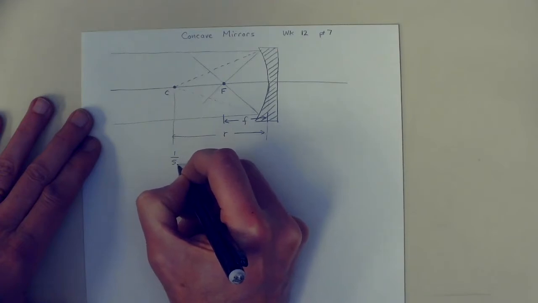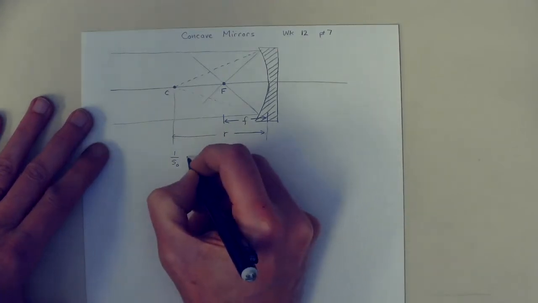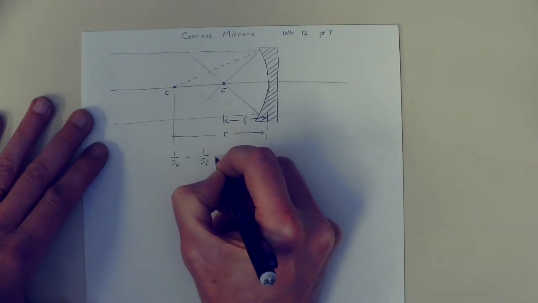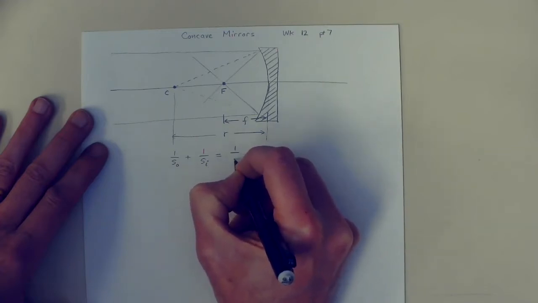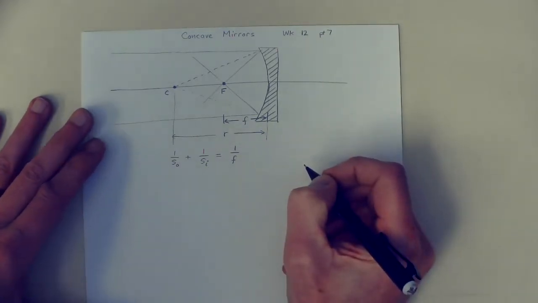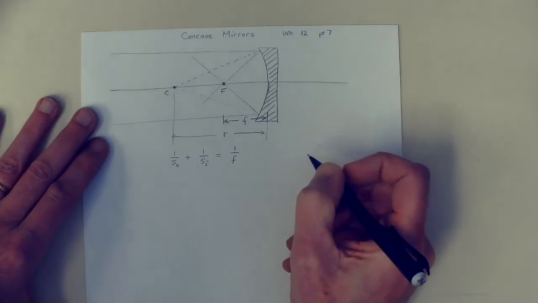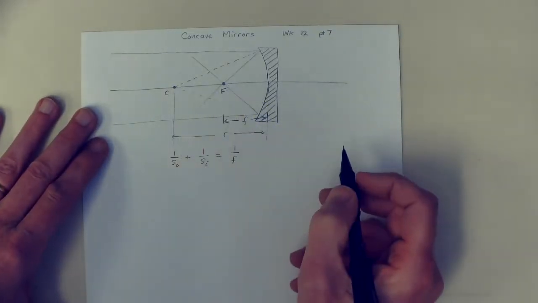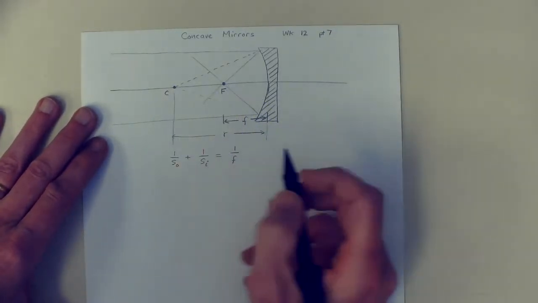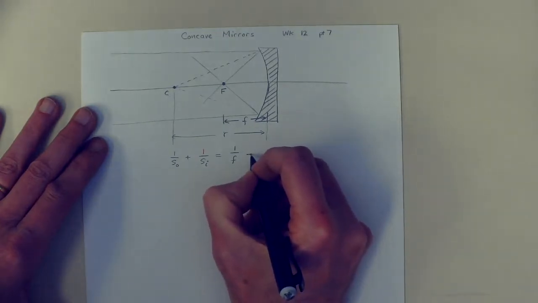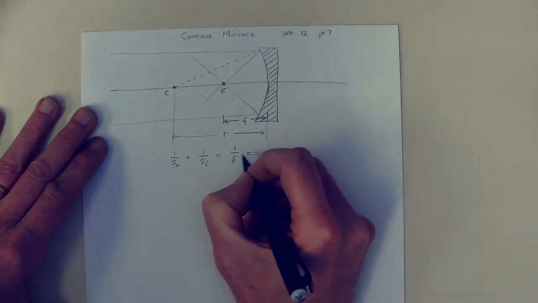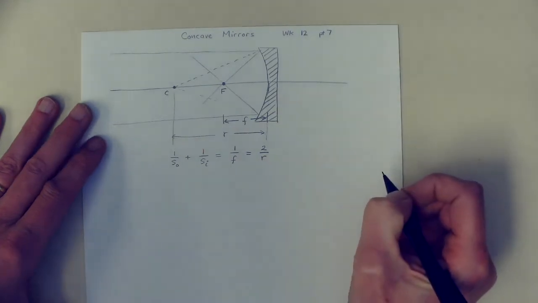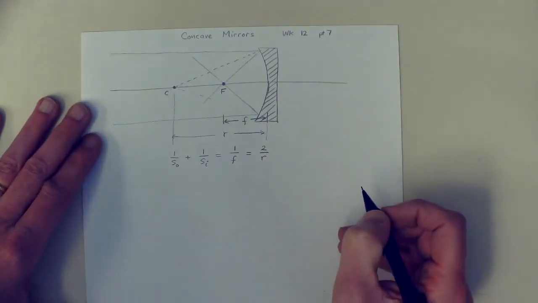So we'd say 1 over the object distance plus 1 over the image distance is equal to 1 over the focal length. And then the one additional thing I'll say, you might have been wondering about the relationship between the center of curvature and the focal point, or the focal length and the radius, and it's just 2 to 1. So we can write this as 1 over the focal length equals 2 over the radius, and that sort of captures everything that way.